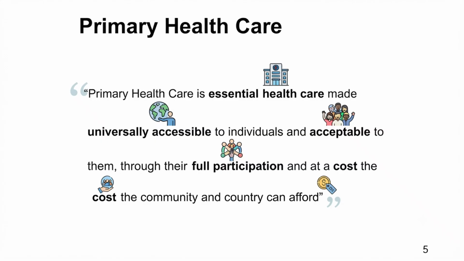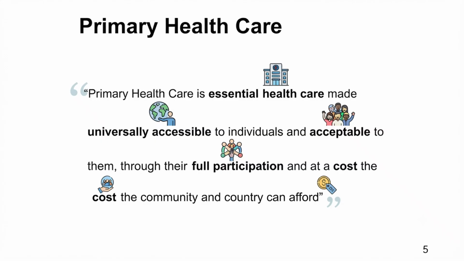Primary healthcare is essential healthcare made universally accessible to individuals and acceptable to them through their full participation and at a cost the community and country can afford. So in community medicine, we should remember some definitions like the health definition, primary healthcare definition, epidemiology definition, disaster definition, like that. They are very important.